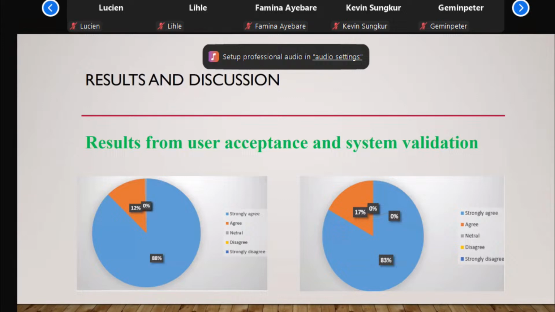As for the user acceptance result, most users strongly agree to use this IoT system because it will help them to produce good quality ginger beer.